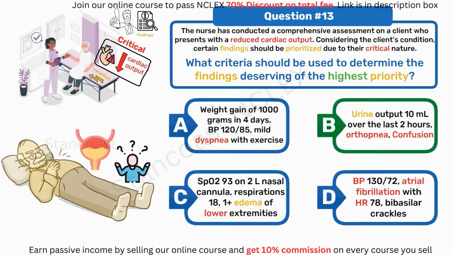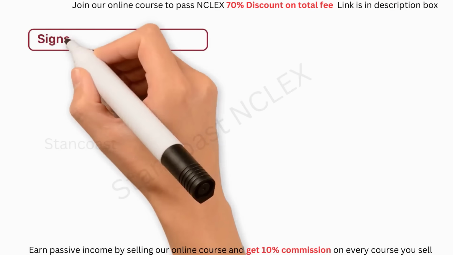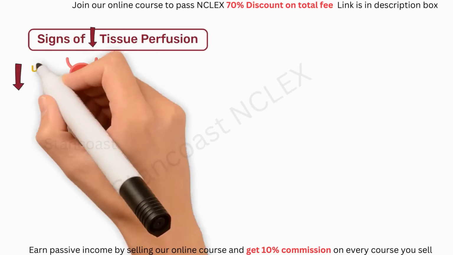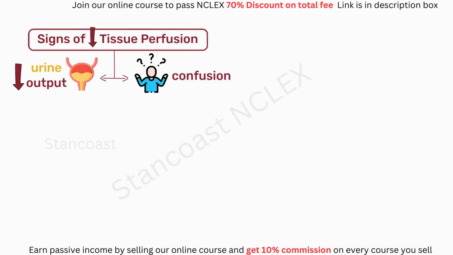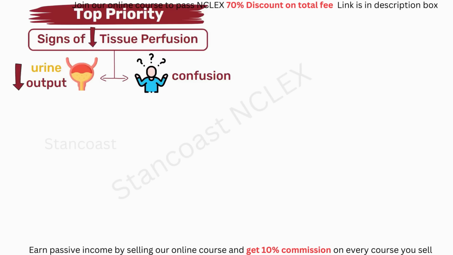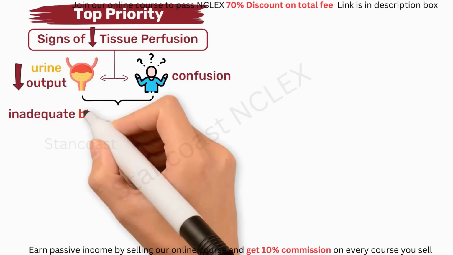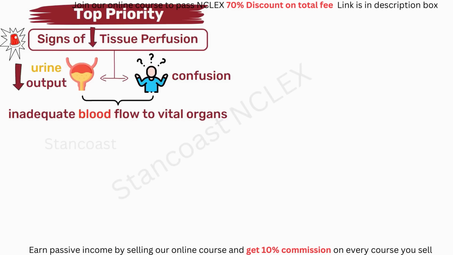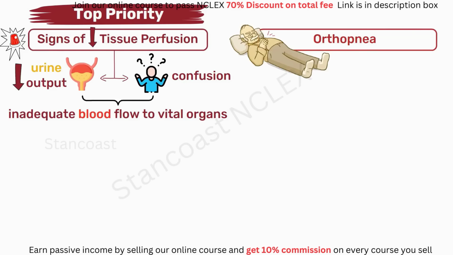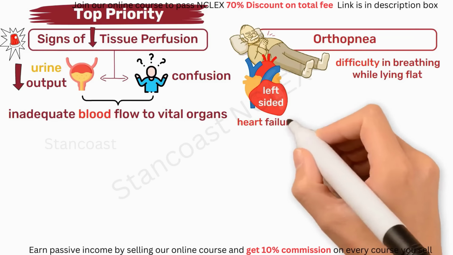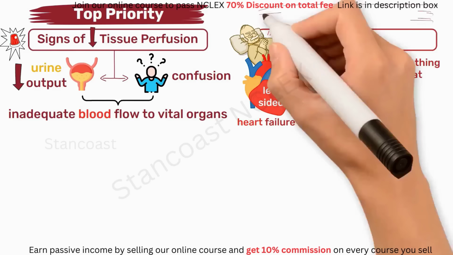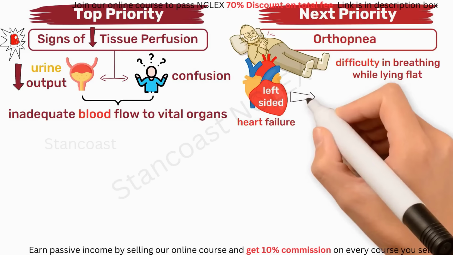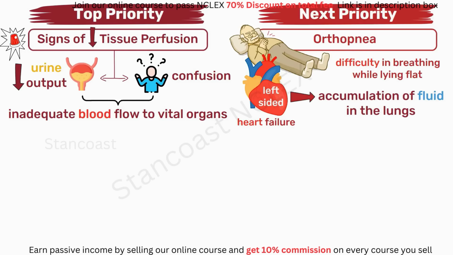Option B is correct. Signs of decreased tissue perfusion, such as low urine output and confusion, should be considered top priority indicators. These symptoms suggest inadequate blood flow to vital organs and require immediate attention to prevent further complications. Orthopnea, which is difficulty breathing while lying flat, is associated with left-sided heart failure and should be given significant attention as the next priority. It indicates the accumulation of fluid in the lungs and necessitates prompt evaluation and management.